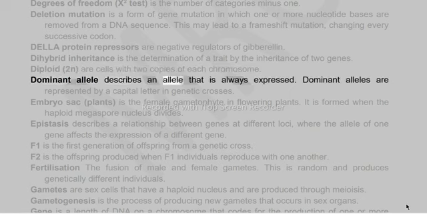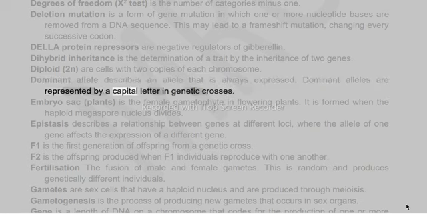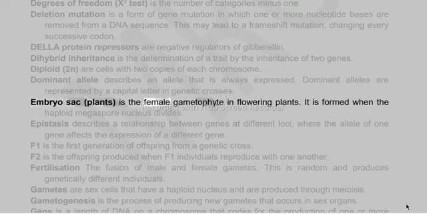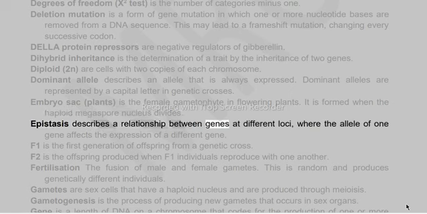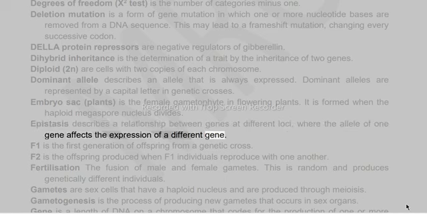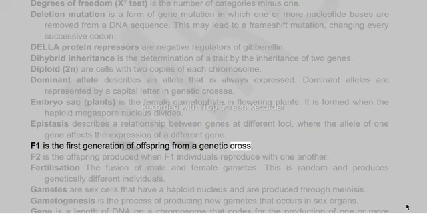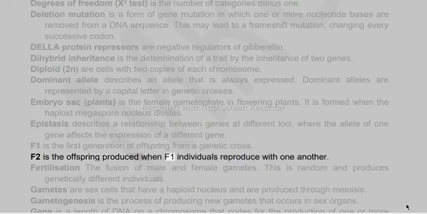Dominant allele describes an allele that is always expressed. Dominant alleles are represented by a capital letter in genetic crosses. Embryo sac, plants, is the female gametophyte in flowering plants. It is formed when the haploid megaspore nucleus divides. Epistasis describes a relationship between genes at different loci, where the allele of one gene affects the expression of a different gene. F1 is the first generation of offspring from a genetic cross. F2 is the offspring produced when F1 individuals reproduce with one another.